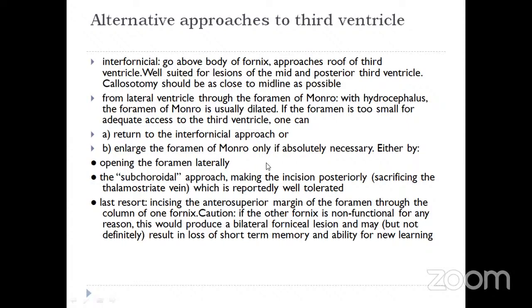So we either enlarge the foramen of Monro by opening the foramen laterally, the safe space, or we can go for a subchoroidal approach, making the incision posteriorly, sacrificing the thalamostriate vein, which is said to be well tolerated. As a last resort, when we can't do anything, we can incise the anterior superior margin of the foramen through the column of the fornix. Now, this is going to damage the fornix. If the other fornix is also non-functional for any reason, this would produce a bilateral fornical lesion, which may, but not definitely, result in loss of short-term memory and ability of new learning, because as we know, the fornix is involved in memory.